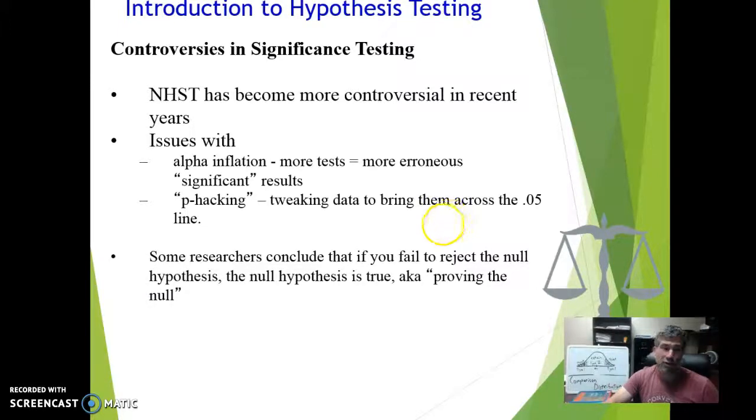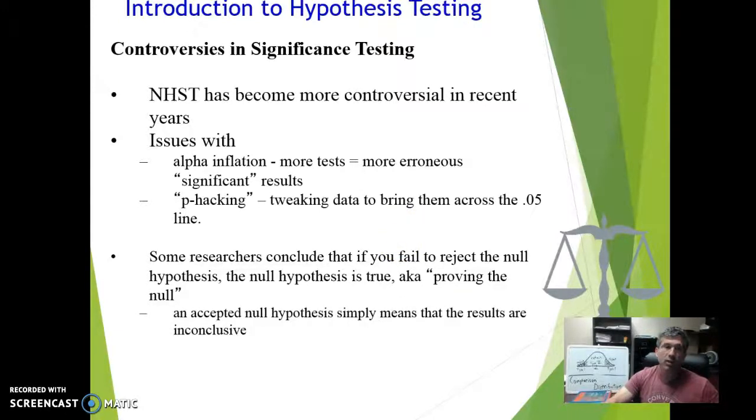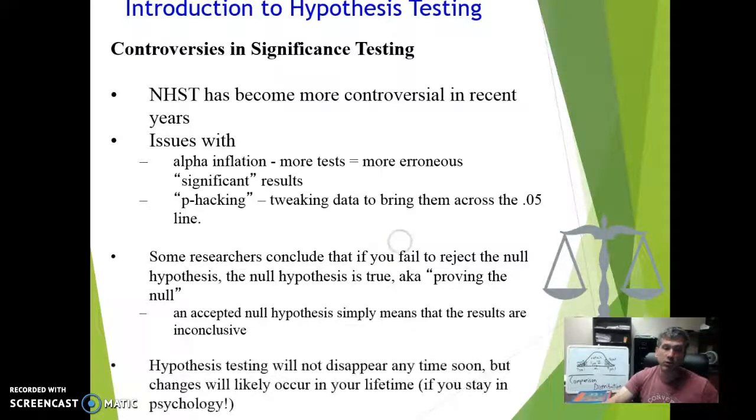Some researchers, this is less common, will even conclude that failing to reject the null hypothesis is proof that the null hypothesis is accurate. It is not. Failing to reject the null just means your results are inconclusive. You don't have enough evidence to reject the null. It does not tell you that the null is true. When we fail to reject it, it just means inconclusive results.